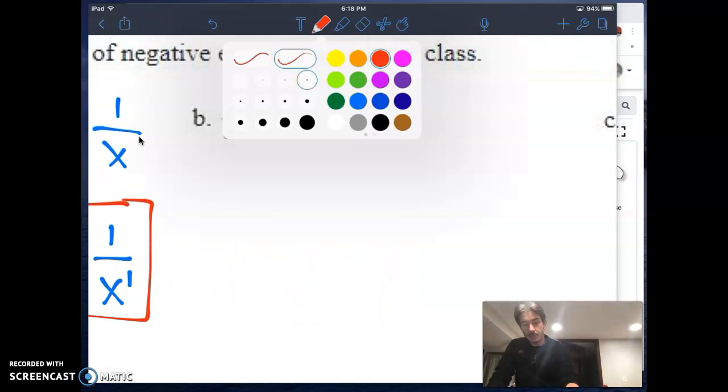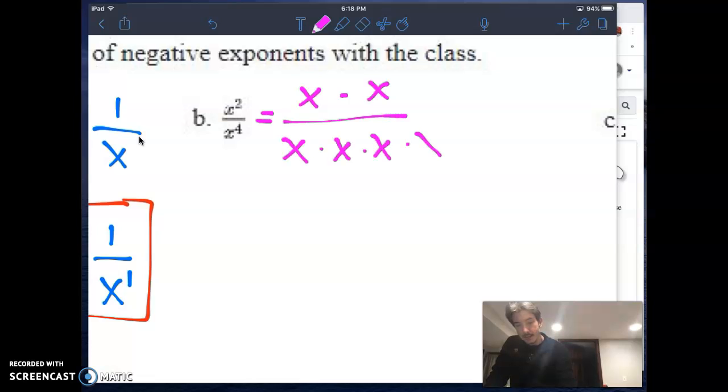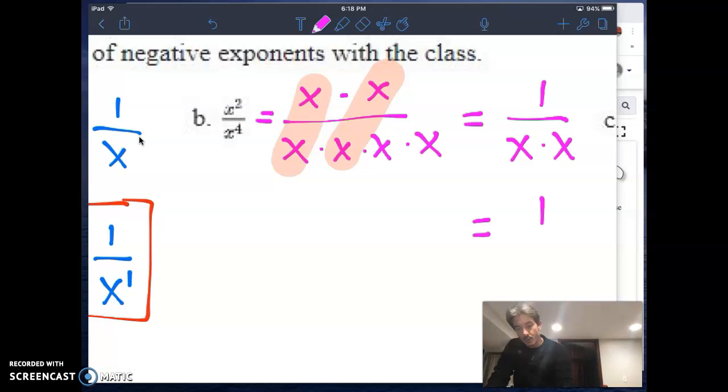Okay? Check this out. I've got b here, and I'm going to just expand this. X squared over x to the fourth. Well, that's x times x divided by x times x times x times x. Again, initially not looking that impressive, but let's strike what we can. Okay, those things are gone, and then I can rewrite this using that same strategy. Okay, 1 over x times x. Hey, that's just x squared.